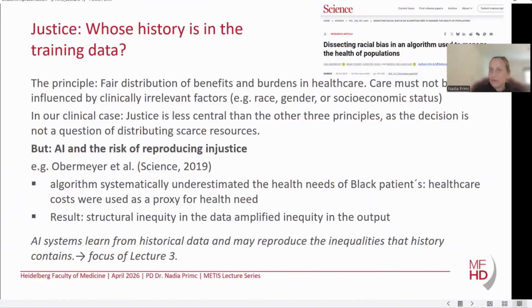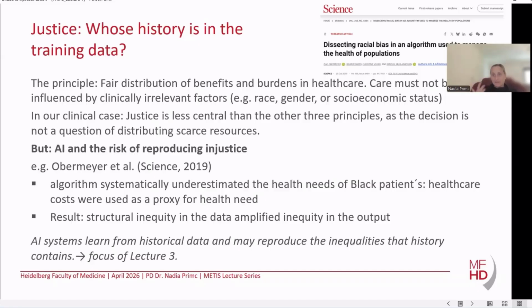But I just want to briefly flag one important justice concern that AI-based systems bring to clinical medicine more broadly. And that is a concern that will be at the center of our third lecture. The point is that all AI systems have to learn from historical patient data. And that historical patient data was generated by a healthcare system that already reflects social inequalities. And a system that is trained on that data reproduces those inequalities automatically, without anyone intending it.